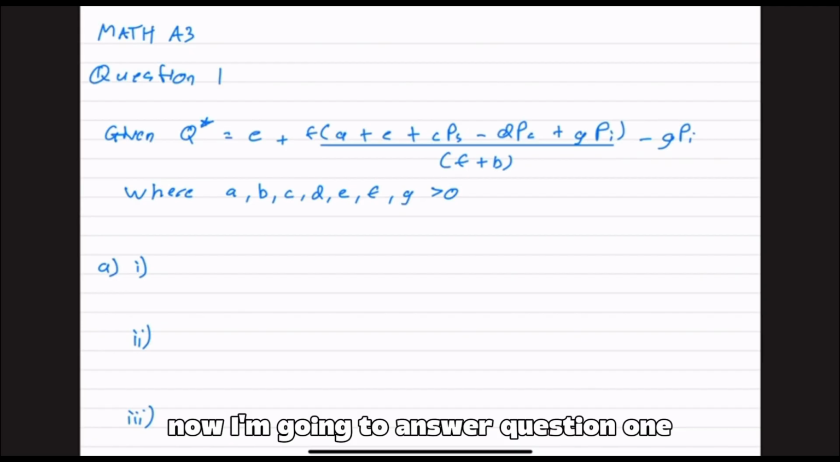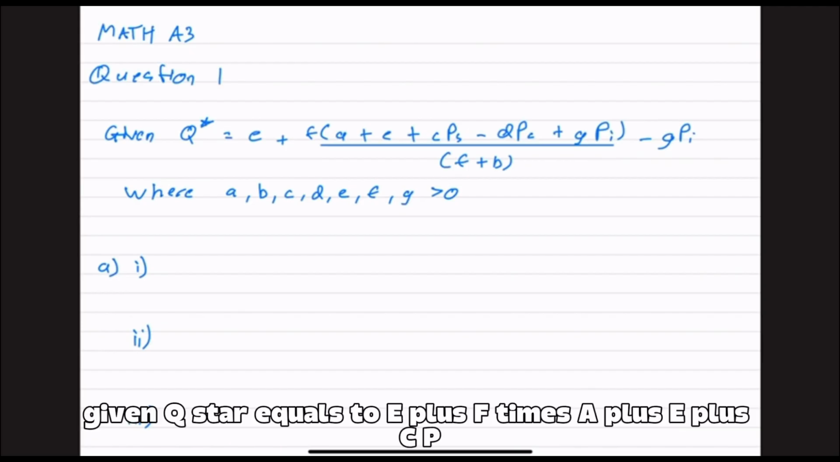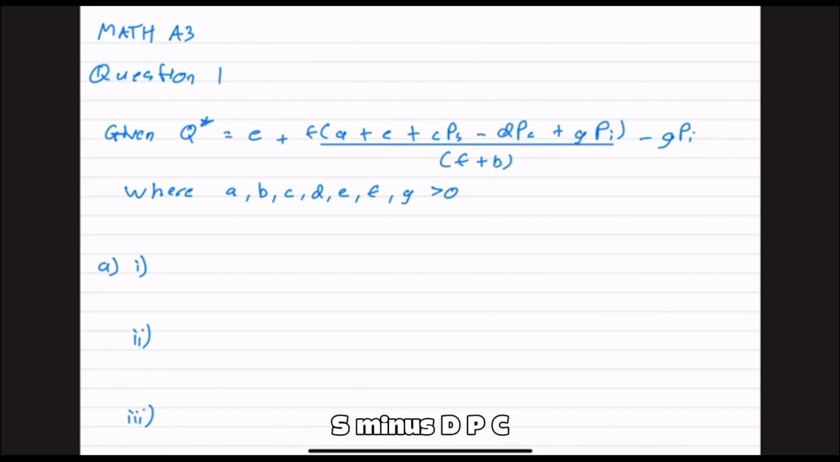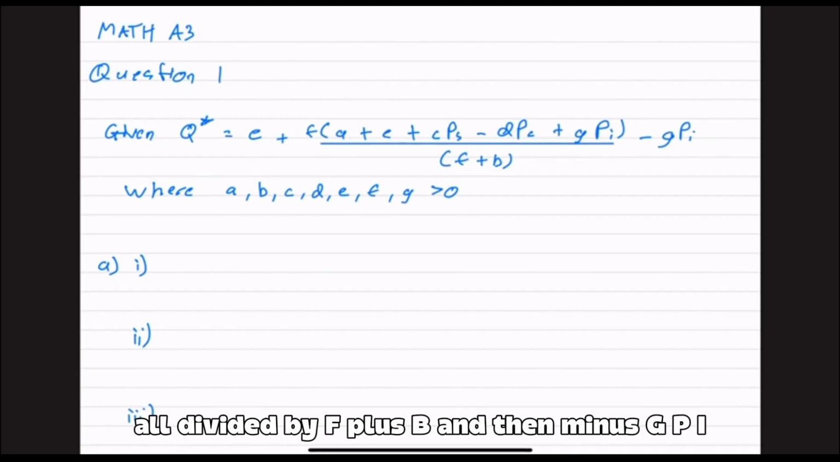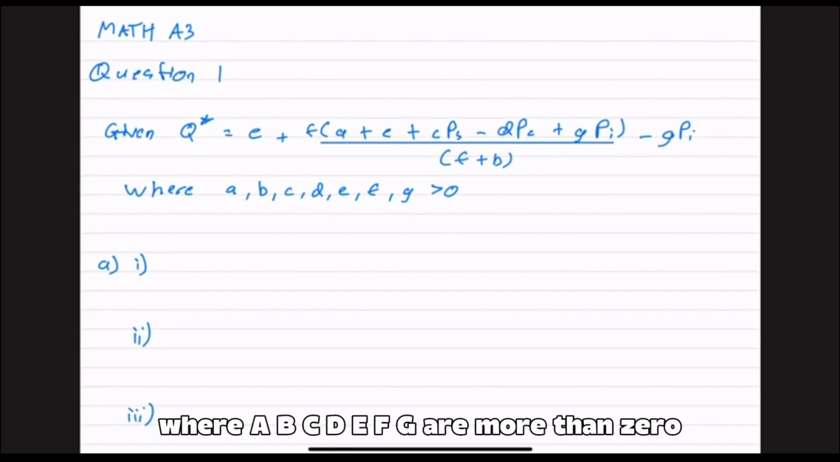Now I'm going to answer question 1. Given Q star equals E plus F times A plus E plus CPS minus DPC plus GPI, all divided by F plus B and then minus GPI, where A, B, C, D, E, F, G are more than 0.